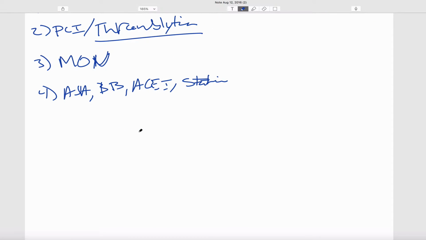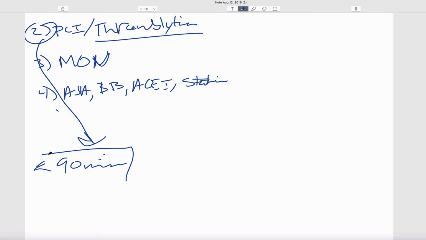Going back up to number 2, when we talk about PCI and thrombolytics, remember if we're going to do PCI, you need to have a door to balloon time of less than 90 minutes. So if you're at a PCI hospital, a hospital that can do primary percutaneous coronary intervention, it needs to be done in less than 90 minutes, but this is only 20 to 25% of hospitals in the United States. So if you're at a hospital that can do it, you need to do it in less than 90 minutes.